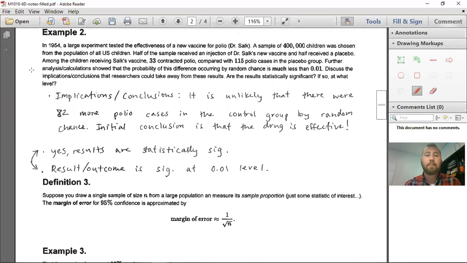In a problem like this, you're not going to be asked to calculate the significance value. You just have to use the given values, like 0.01, much less than 0.01, 115, 33. You don't have to conduct the statistical study yourself, and you don't have to calculate these numbers.